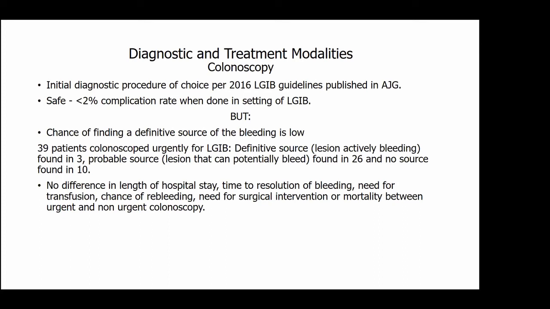Fortunately, it's safe. There's a less than 2% complication rate when it's done in the setting of lower GI bleeding. But the chance of finding a definitive source of the bleeding is low. In other words, the chance of finding an actively bleeding lesion is low. In one study of 39 patients that were colonoscoped urgently for lower GI bleeding, a definitive source, that is, the lesion actively bleeding, was found in only 3. A probable source, which means a lesion that potentially can bleed, was found in 26, and no source was found in 10.